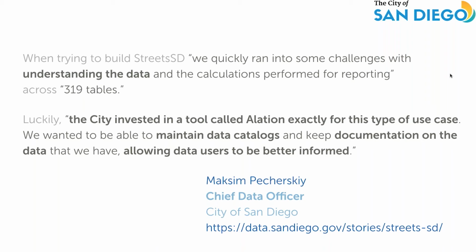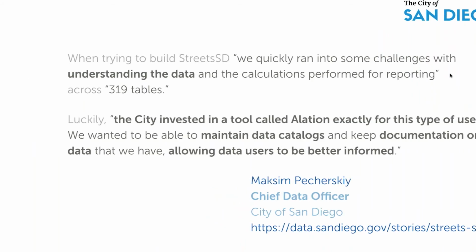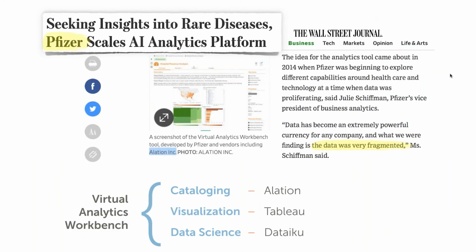And that's what enabled them to build this cool end user tool, as well as many more. So it's one example in the public sector. Next, we have the Wall Street Journal here with an article about how Pfizer was able to solve this issue of data fragmentation with the catalog, shown here in a screenshot from the Wall Street Journal article.